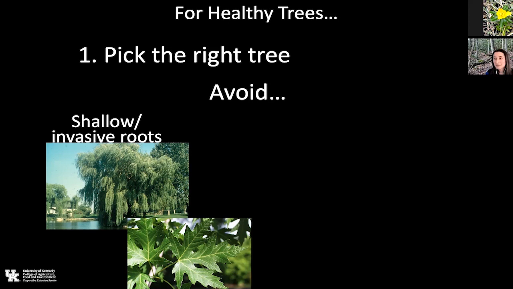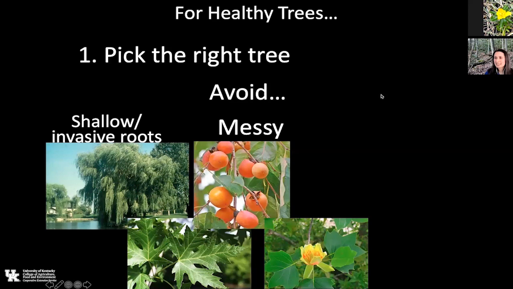Let's say you don't want a messy tree. You don't want a lot of upkeep. I love persimmons. I planted a persimmon in my backyard. I think they're fantastic. And I also have a yellow poplar right here in my backyard. But they're not going to be the right tree for everyone if you don't want to deal with that. Pick a species that's going to match with what you want.